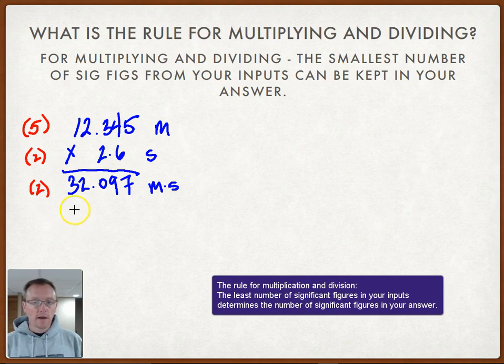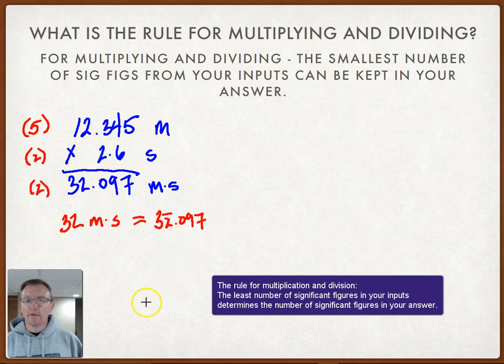So I can write that as a 32, if I wanted to, meters times seconds. Or I can use that trick we just talked about with the overbar, which is the 32.097, and then use the overbar above the last significant figure. That way I don't have to round anything off, so that it takes away all the questions for it. Meters times seconds, there we go. Hopefully that makes sense. So again, the rule is to use the least number of sig figs from your inputs.